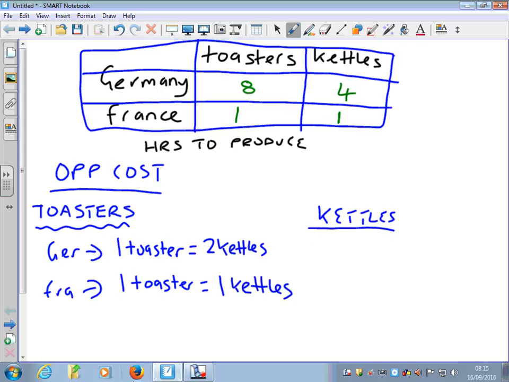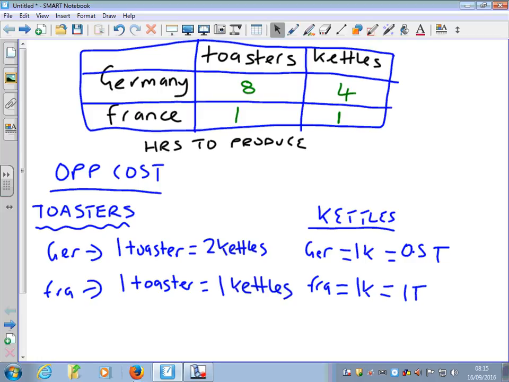When we think about kettles, we've got different opportunity costs to think about here. So we think about the Germans, and we think about the French. So for every kettle made in Germany, they will sacrifice 0.5 toasters. Okay, think about why. It's 4 hours to produce a kettle. In that 4 hours, you could produce half a toaster, because it takes 8 hours to make a toaster. In France, 1 kettle, again, will be 1 toaster.